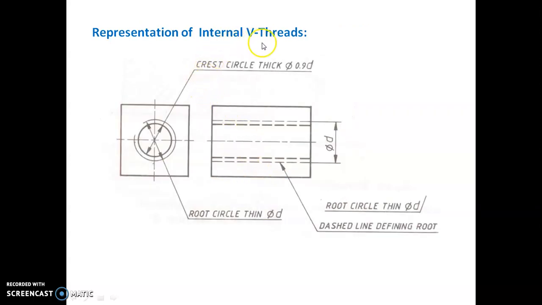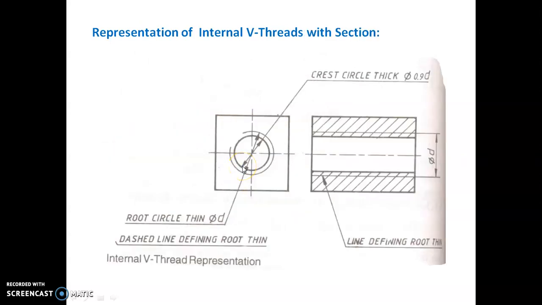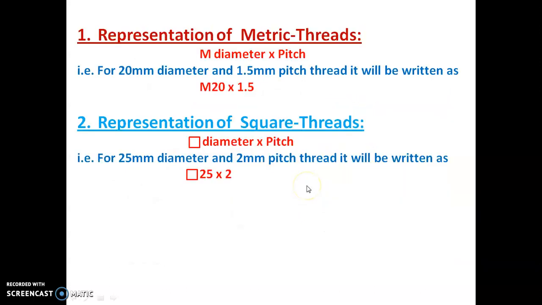And if you go for the internal V threads representation, the 3/4 circle will be outside and the crest circle will be inside, and the dotted line outside would be thin and inside they will be thick. Similarly, the section of V threads will be shown in this way. And if you have the metric threads, that is the isometric thread, on the drawings they will be represented as M, with the diameter into pitch. So M20 into 1.5 if you have the thread form shown on the drawing, it is a metric thread of 20 mm diameter and pitch value 1.5.